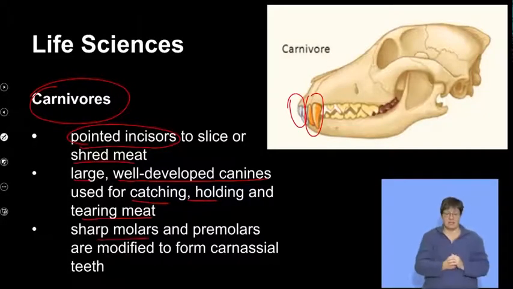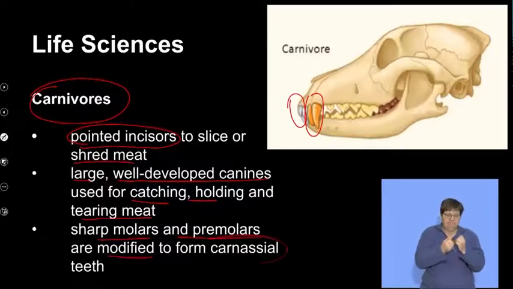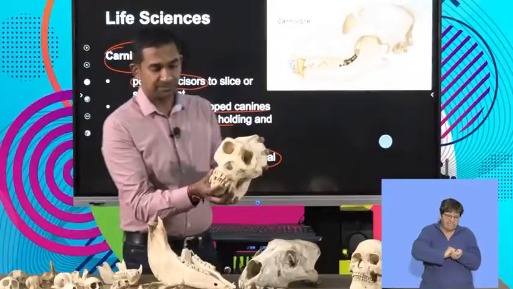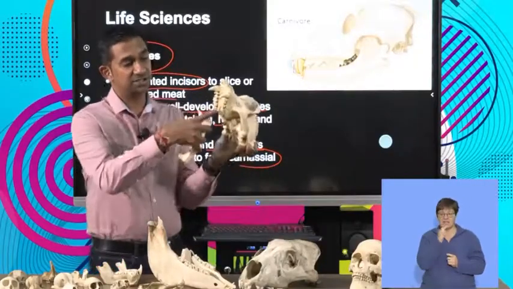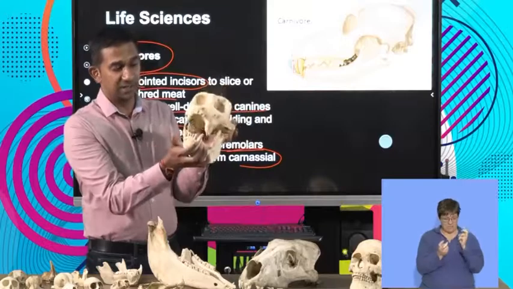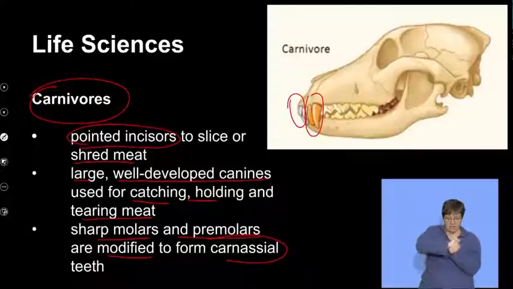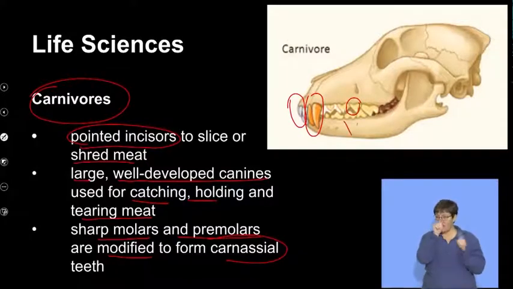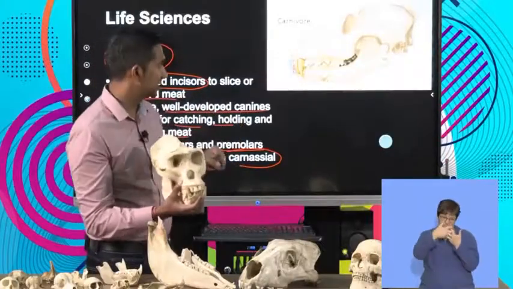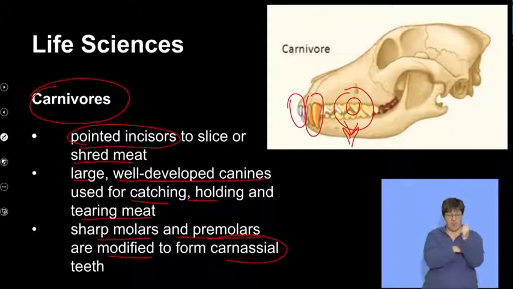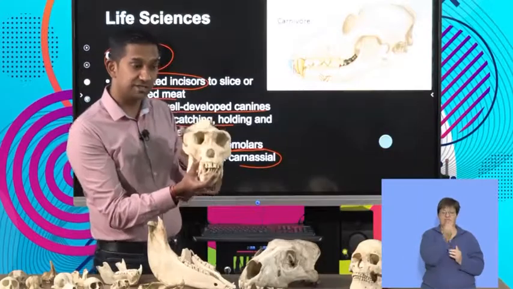So the sharp molars and premolars are modified to form the carnassial teeth. As I mentioned earlier on, you can see that triangular-shaped structure on these teeth that allows for the interlocking between the upper teeth and the lower teeth, between the molars and premolars. You can see they're triangular shaped, and that allows for the prey or the meat to be caught between and crushed. And so it's a well-structured jawline to allow for effective accessing of the nutrients from their food.